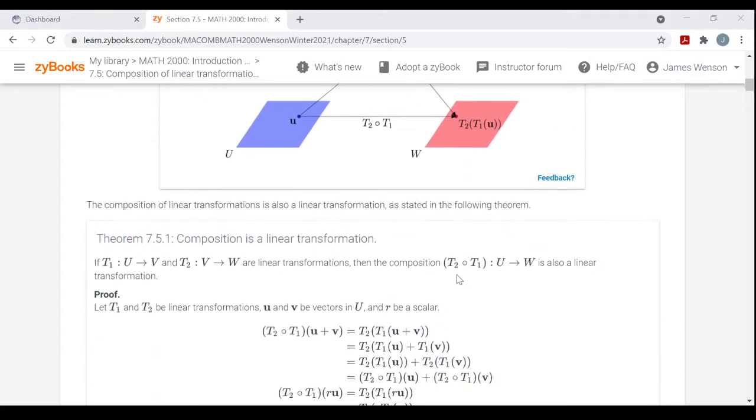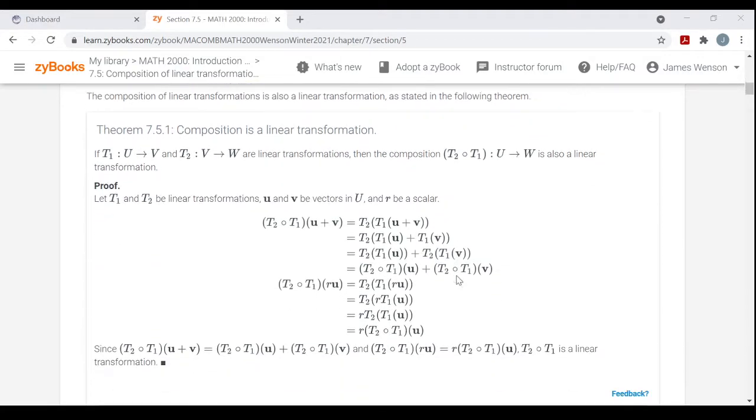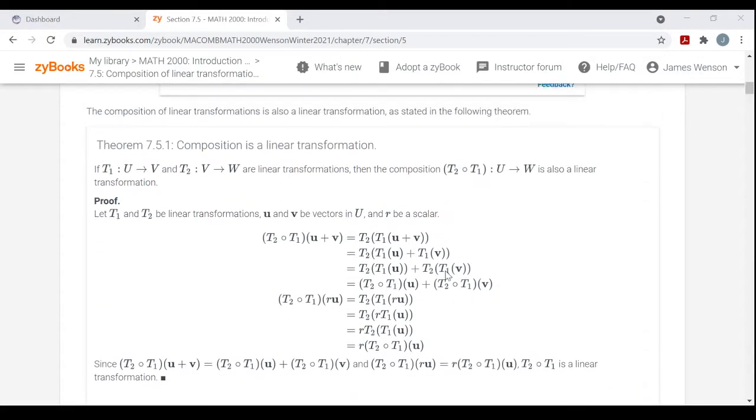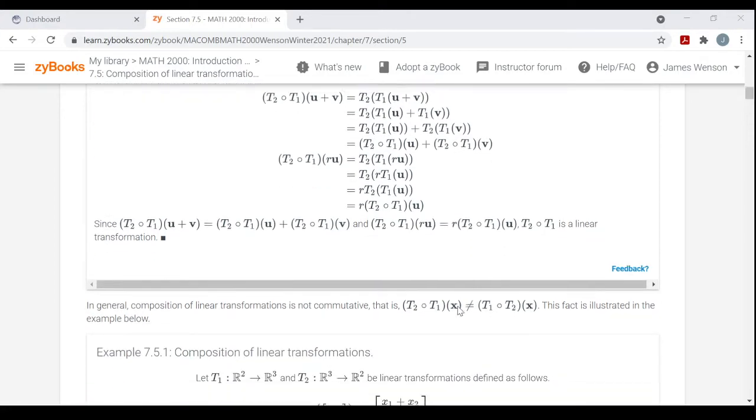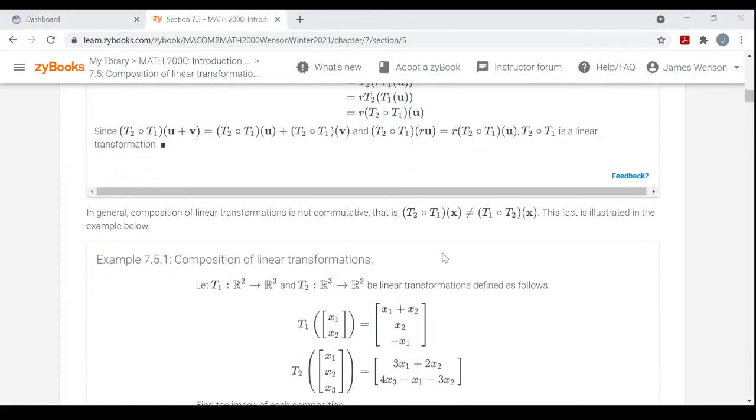And as I mentioned, you can read this proof on your own. If two transformations are linear transformations, then their composition will also be linear. And they show you that the additivity and homogeneity properties would hold for the composition, so therefore it would be a linear transformation.